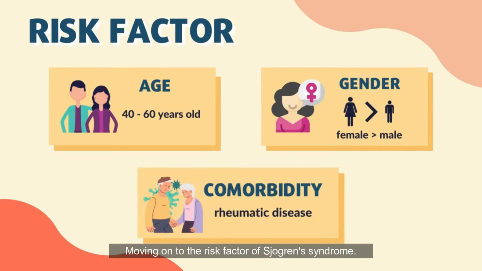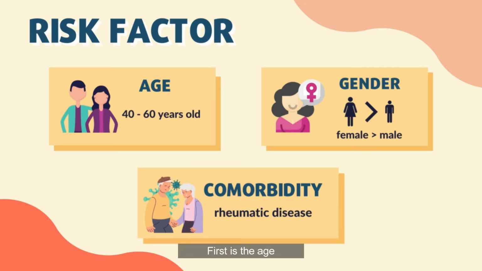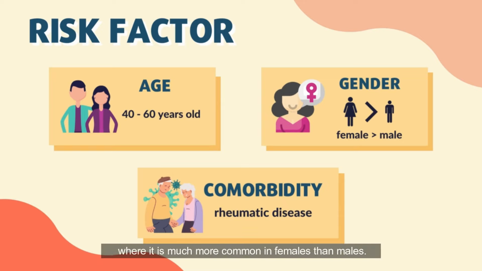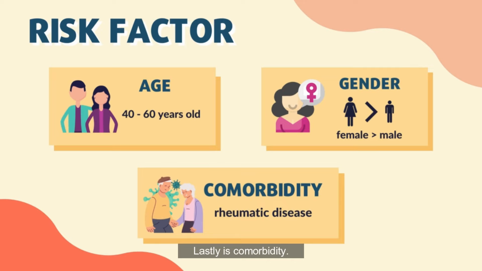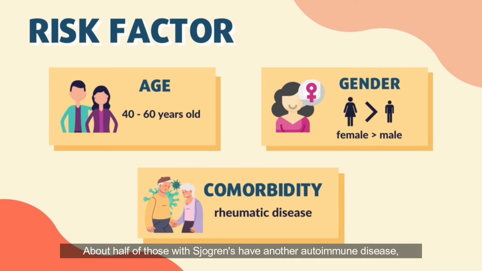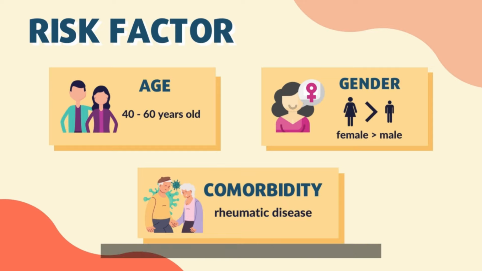Moving on to the risk factors of Sjogren's syndrome. It typically occurs in people with one or more known risk factors. There are three common risk factors of Sjogren's syndrome. First is age. It is usually diagnosed in people aged 40 to 60. Second risk factor is gender, where it is much more common in females than males. Lastly is comorbidity. About half of those with Sjogren's have another autoimmune disease, such as rheumatoid arthritis, lupus, or scleroderma. They have significant overlap with Sjogren's syndrome.